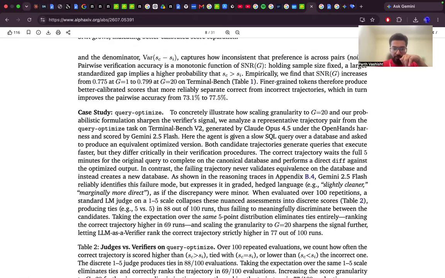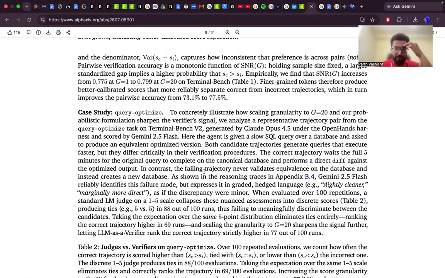Here, the agent is given a slow SQL query over a database and asked to produce an equivalent optimized version. Both candidate trajectories generate queries that execute faster, but they differ critically in their verification processes. The correct trajectory waits the full 5 minutes for the original query to complete on the canonical database and performs a direct diff against the optimized output.